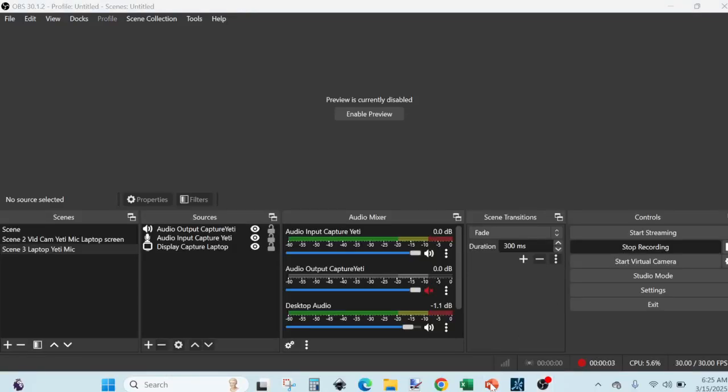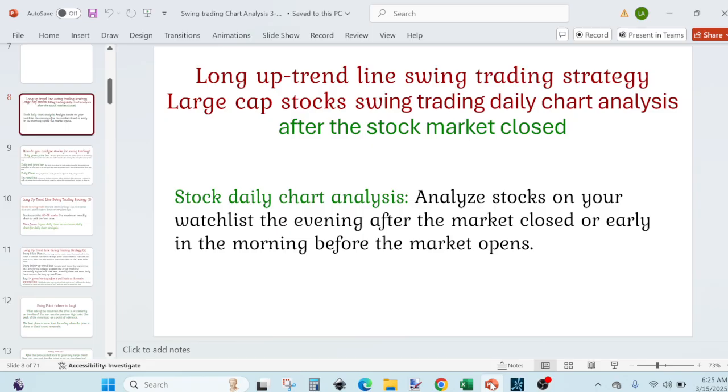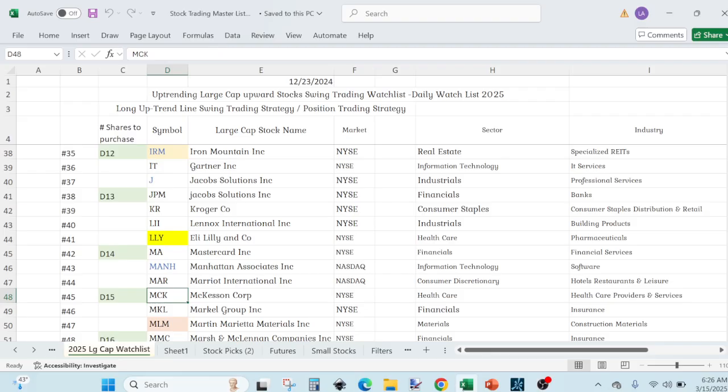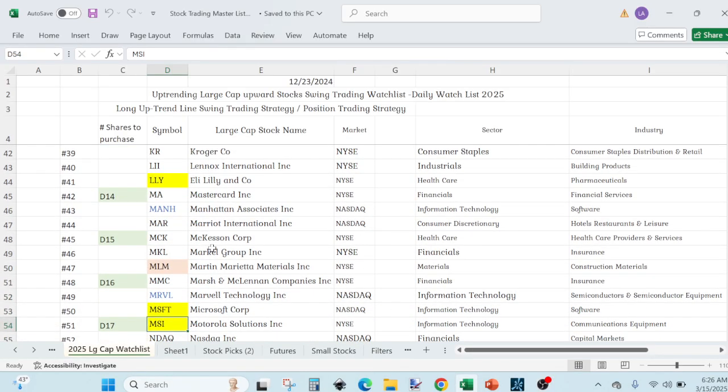Hello, how do you do your swing trading daily chart analysis for upward stocks or upward large cap stocks if you are using a long swing trading strategy? You will open your stock watch list that you swing trade from, and you are going to analyze your stocks chart using a daily chart. And we have 3 stocks here that we are going to analyze, and the first one is MCK.